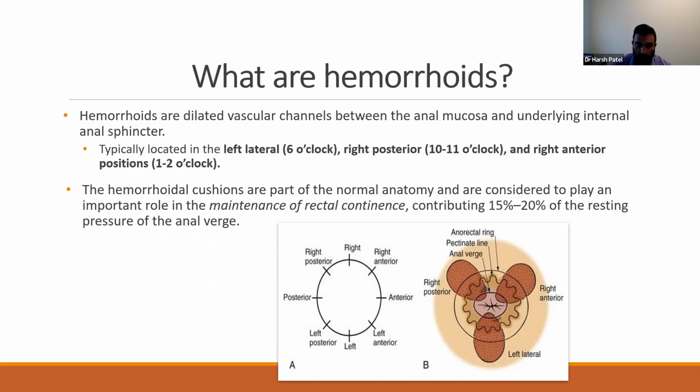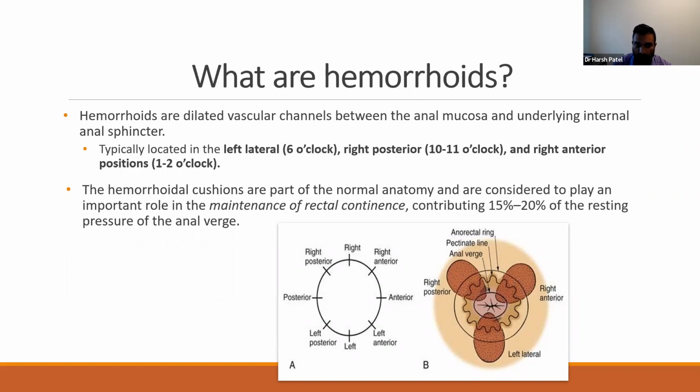As you can see, there's three main groups of columns that we focus on whenever we're intervening for hemorrhoids, particularly. There's the 6 o'clock and around 1 and 10, 11 o'clock as well. Now, I will say that hemorrhoids are part of normal anatomy. Most patients think of hemorrhoids as pathologic, and technically they are.